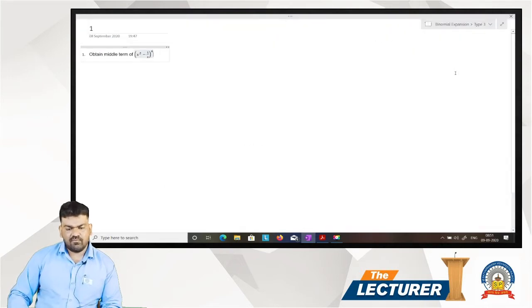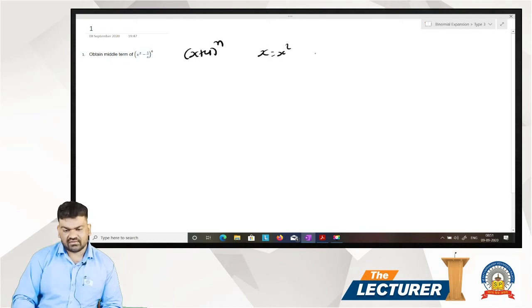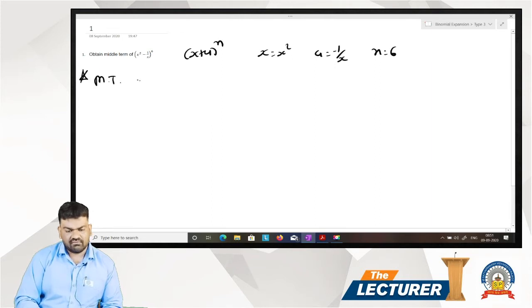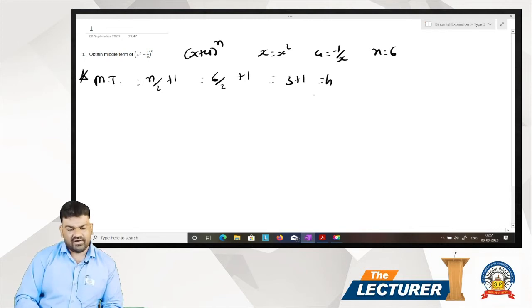Obtain middle term of 2x raised to x square minus 1 upon x raised to 6. Okay, x plus a raised to n. X is equal to x square, a is equal to minus 1 upon x, n is equal to 6. Okay, સૌથી પહેલા middle term is equal to n by 2 plus 1, 6 by 2 plus 1, 3 plus 1 that is 4. એટલે આપણે T4 ફાઇન્ડ કરવાની છે.